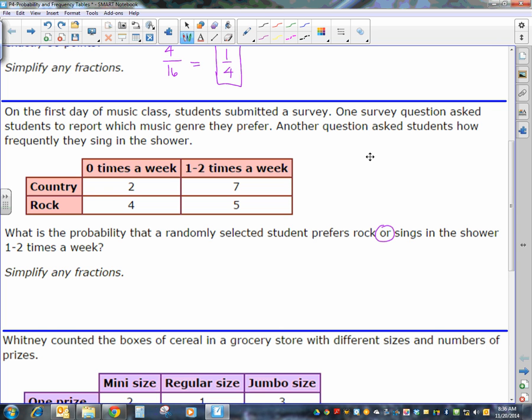So this time it's or. Last time it was and. Okay. We want to know if a student, let's start with this one, prefers rock. So those that prefer rock are these people here. Or they sing in the shower 1 to 2 times a week. Okay, so that's these people here. Now, when it says or, that means I can have any of these people. So if you add up those numbers, 7 and 5 is 12, plus 4 is 16, out of a total of, you have to add the last 2, 18. And again, we reduce that and get 8/9.